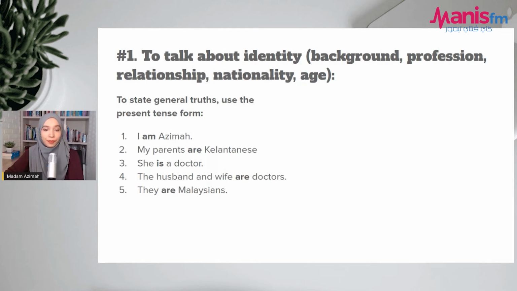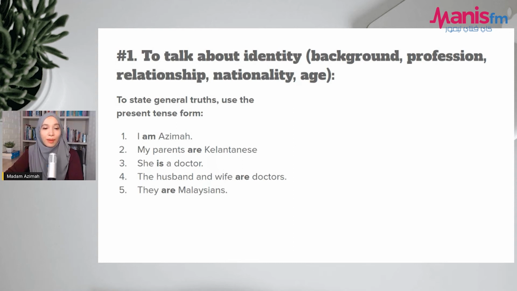Okay, plural. So let's look at number 3, an example. She is a doctor. I'm talking about her profession. She is a doctor. Okay, whoever it is, she is a doctor. But if I want to talk about 2 people who are doctors, I have to use are doctors. The husband and wife are doctors. And I have to use S there as well.